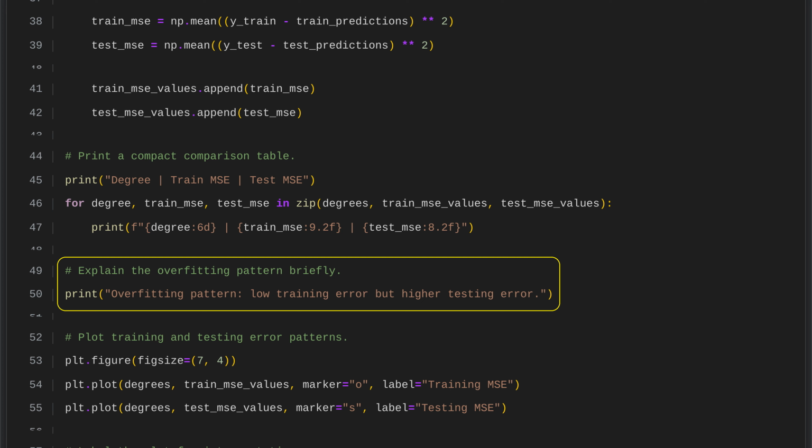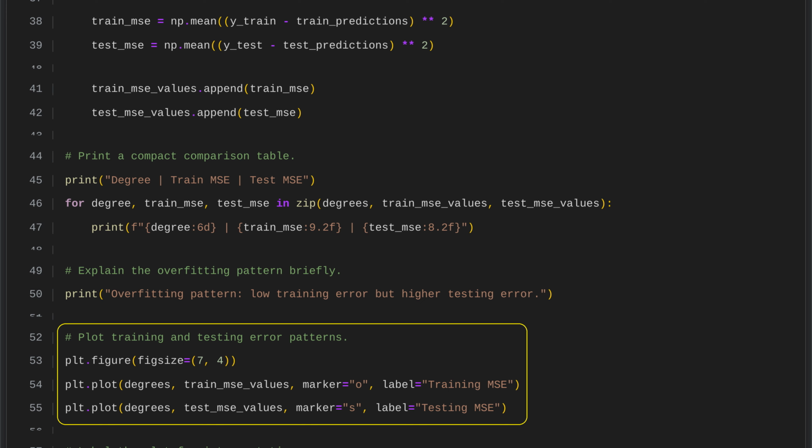Overfitting occurs when a model has low error on training data but higher error on testing data. This means it performs well on examples it has already seen, but struggles with new data because it has learned noise instead of the underlying pattern.